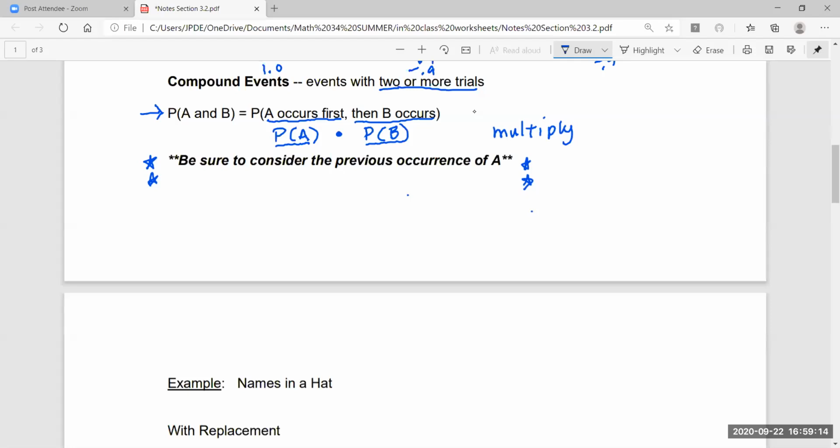So the probability of A and B: A occurs first, you find that probability. B occurs second, you find that probability, and you multiply them together. But you do keep in mind that A happened first, so sometimes it changes what happened in the second event.